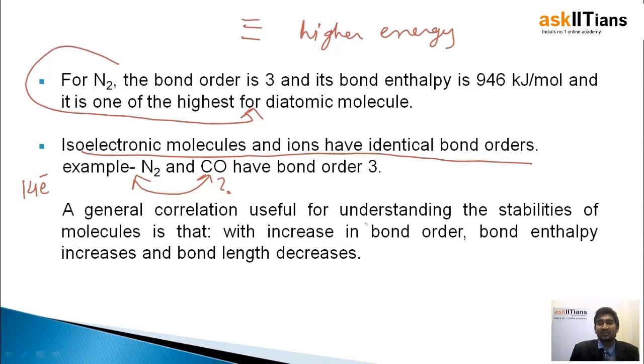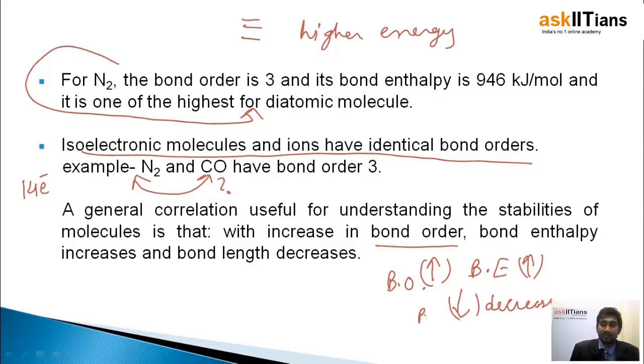It is a general correlation useful for understanding the stabilities of molecules, because when bond order increases, this will increase my bond enthalpy, but my bond length will decrease, because my equilibrium distance will come even closer. That is the reason. So this is what bond parameters are considered.